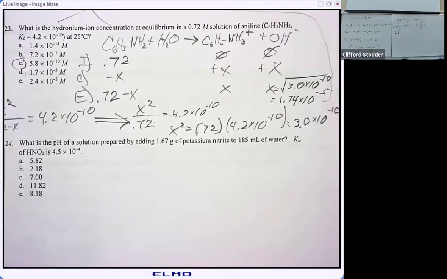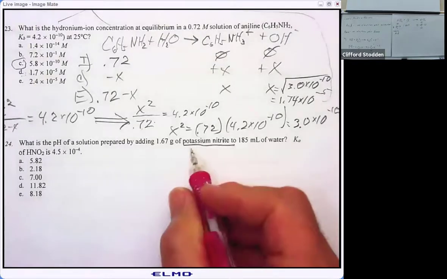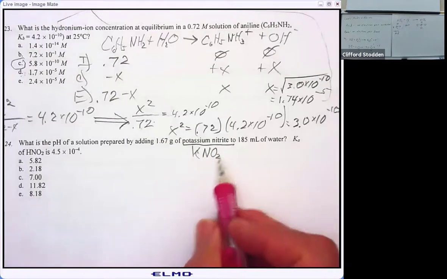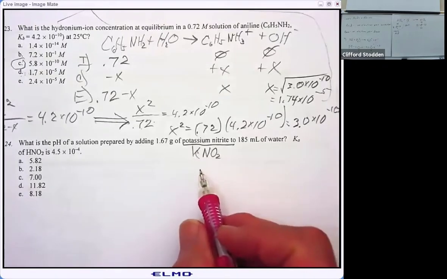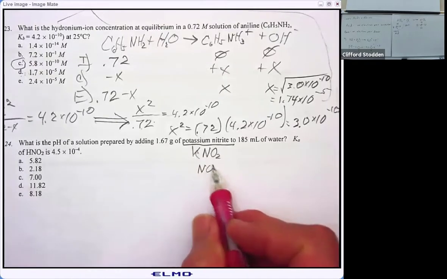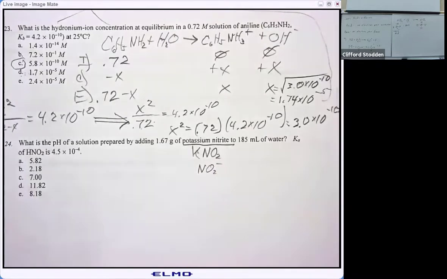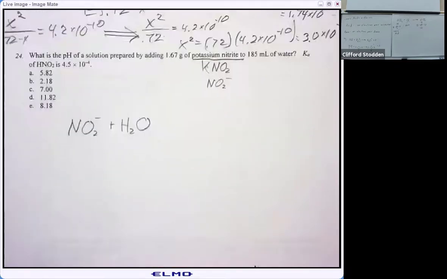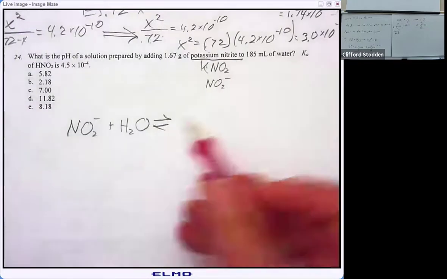This one, though, is where you're going to solve for pH, but it's in a solution that has a conjugate base in it. So it's going to have a base that has a charge on it. That's potassium nitrite, KNO2. And the potassium part doesn't matter, but the NO2 does, because this is going to give you the NO2 minus, the anion, which is a conjugate base. So your equilibrium here is going to be NO2 minus plus water. And that's going to act as a base.